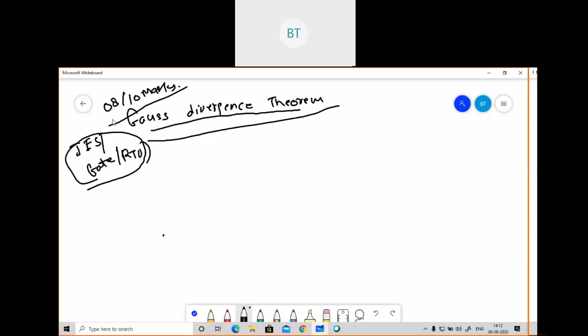It is very simple. You just have to understand and stay with me, nothing else. As I explain step by step, slowly, just keep understanding. You will get this Gauss divergence theorem. So let's start. First of all, we will know what is Gauss divergence theorem.